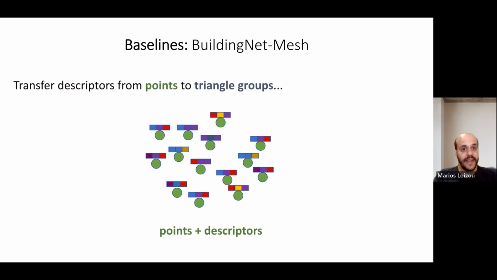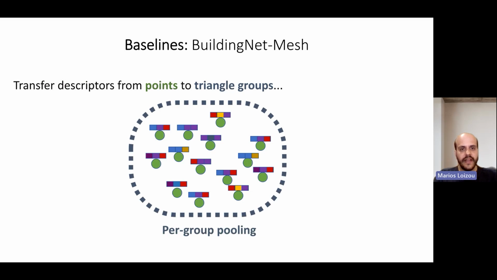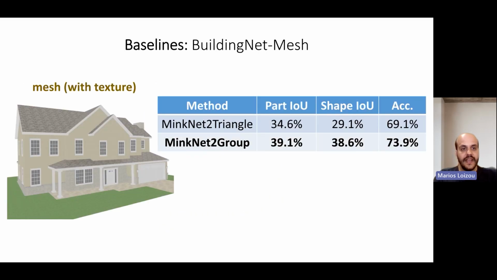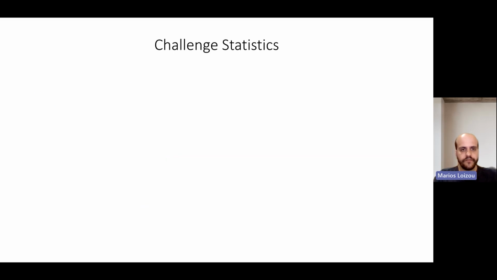Another baseline is to transfer descriptors from points to groups of triangles, which correspond to larger geometric primitives in the mesh. Here we find all points belonging to each triangle group, then perform pooling of their descriptors to extract a descriptor per group used for classification. Since the aggregation of point descriptors happens over primitives larger than triangles, the labeling performance is improved.